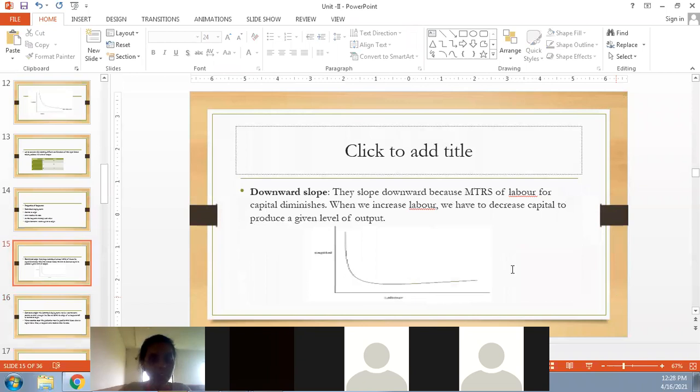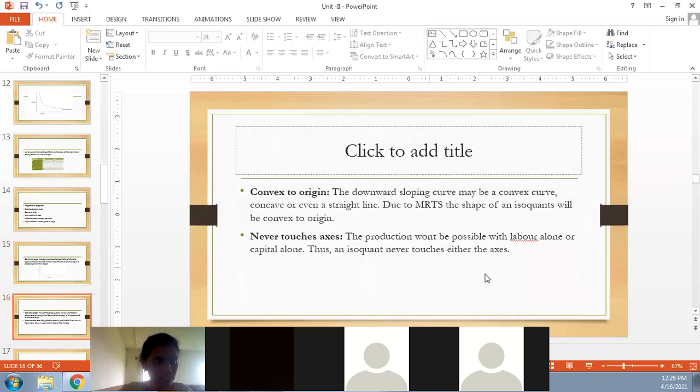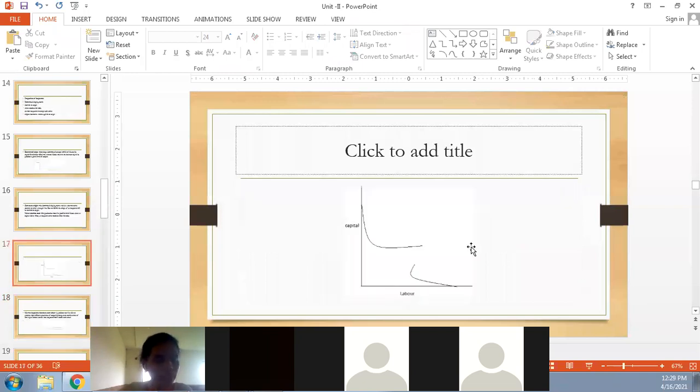Okay. Next one: never touches the axis. Guys, first let us see the diagram related to that. After that, we will discuss. Touches the axis. For example, one of the properties we said just now is that it never touches the axis. Let us consider that it touches the axis. For example, this is an isoquant. This is also an isoquant.